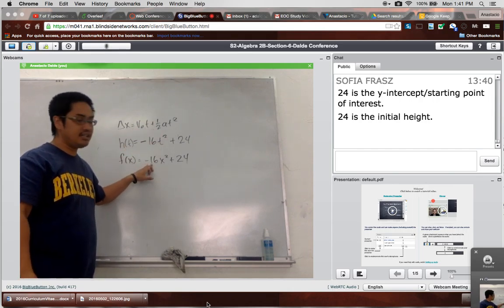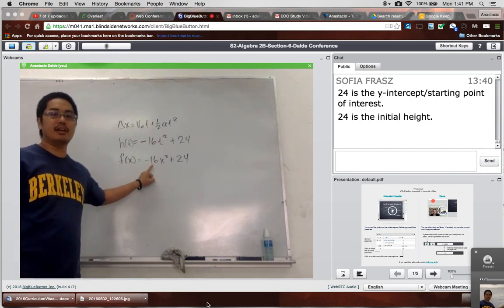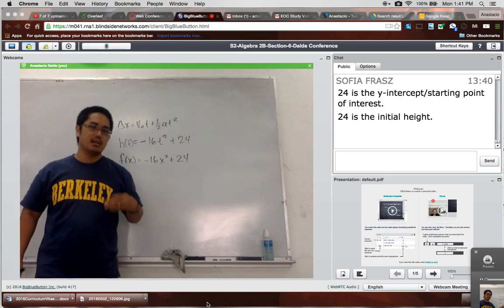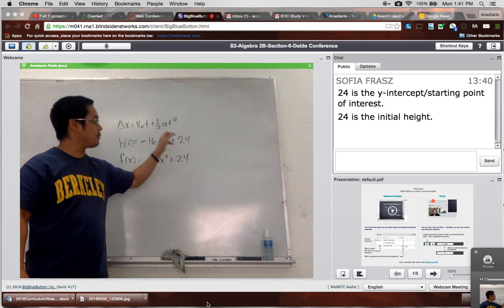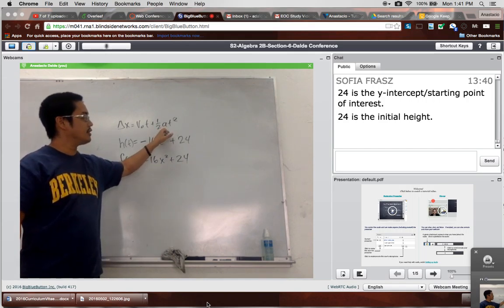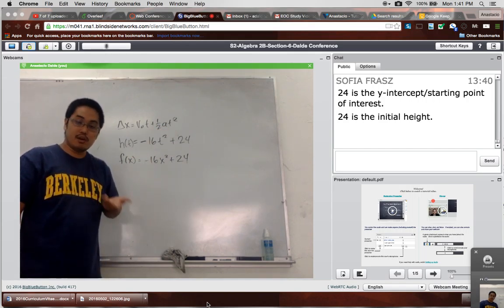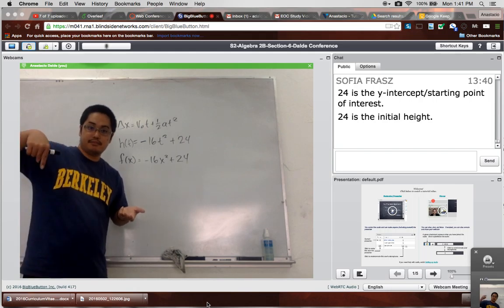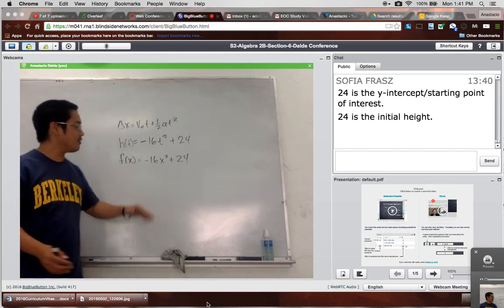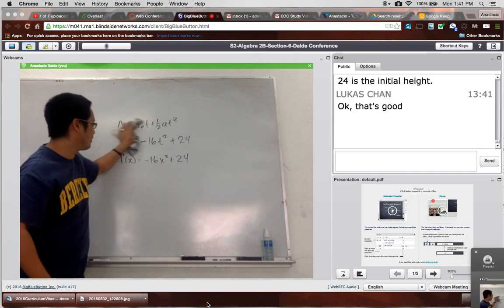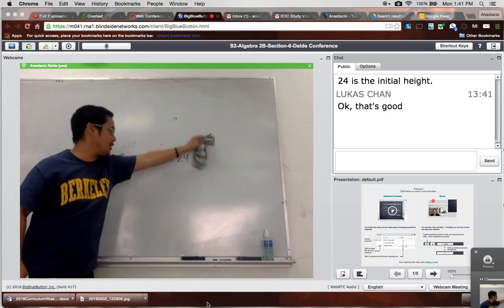This 16 is actually gravity, and that's why it's negative 16. Because gravity is actually 32 feet per second squared, but when I multiply it by 1/2, it becomes 16. And the reason why it's negative is because gravity points down. Anyway, that's neither here nor there. Forget all of this stuff. Just think of it like this.